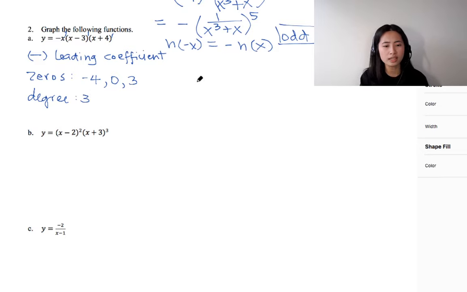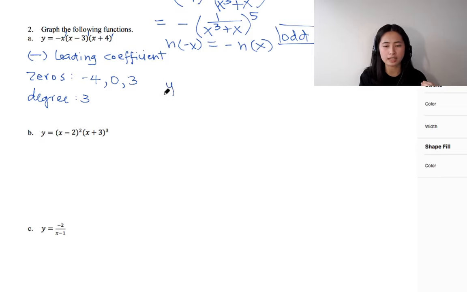Okay, so why does the degree matter? Well, the degree matters because at least you know which quadrant it passes through, right? Because if you're thinking about an odd function versus an even function, right? This is what I tell my students to really remember during the test.